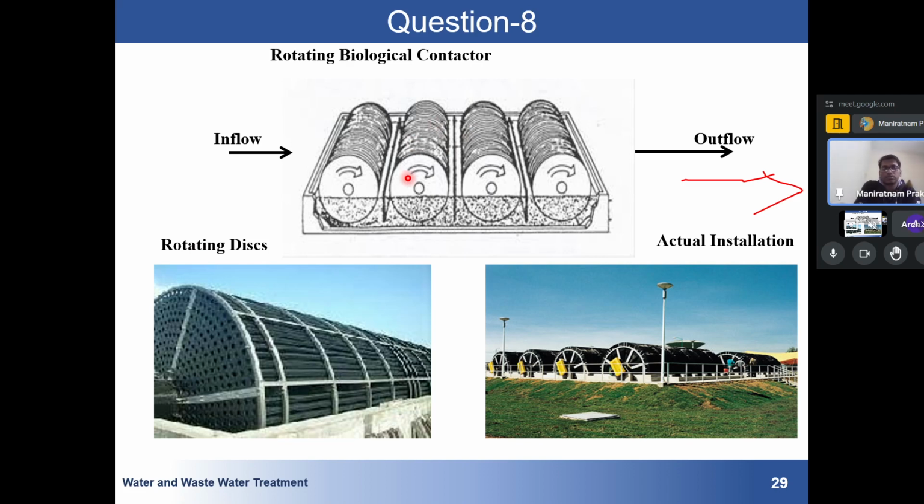It is used at a place where the nutrient amount in the wastewater is very low, and only a high organic component is there, in the form of carbon. So generally at that location this kind of RBC, rotating biological contactor, is used.